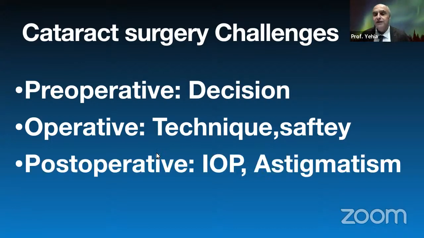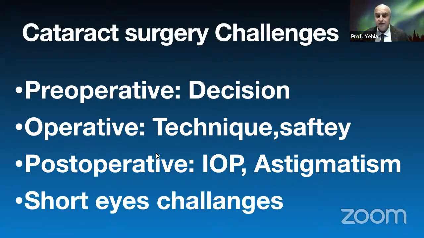And post-operatively, we can have IOP spikes that can affect a compromised optic disc, or we can even have glaucoma starting in special cases after the cataract surgery. And we have to pay attention that we can have some refractive surprises, particularly astigmatism due to sutures, if we do a trabeculectomy that we need to suture. So we have to be aware of the challenges that would meet us in such cases.